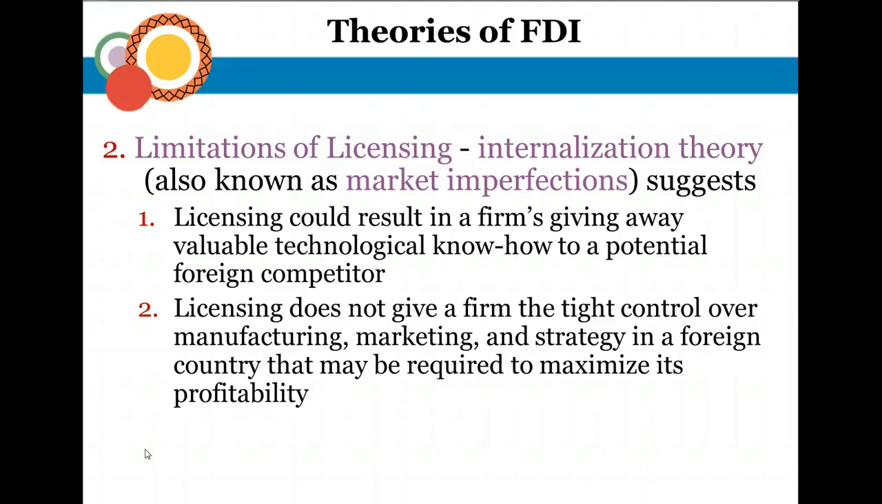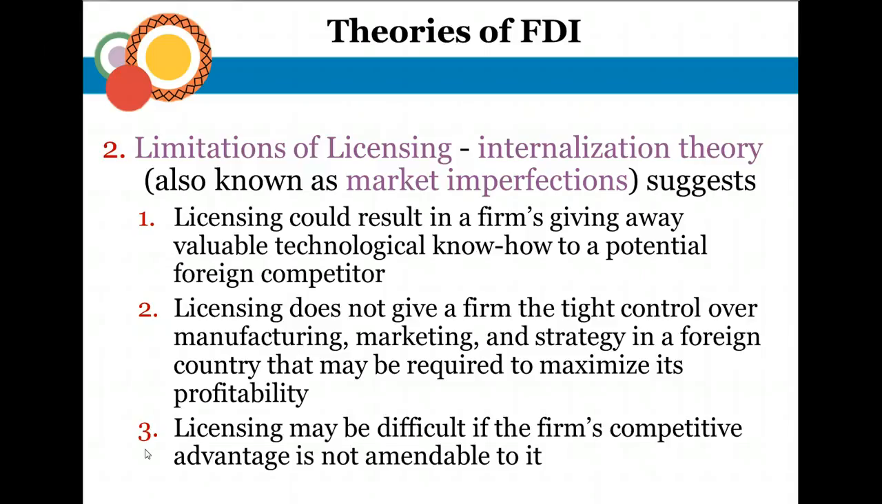A third problem with licensing arises when a firm's competitive advantage is based not so much on its products as on the management and marketing capabilities that produce the products. The problem here is that such capabilities are often not amenable to licensing. If your strength is really your marketing and advertising to sell your product, and your product might be more of a commodity where it's very similar, maybe it's sugar, then it's not going to be as beneficial to license. So with licensing, you could lose some competitive advantage by not having total control over it.